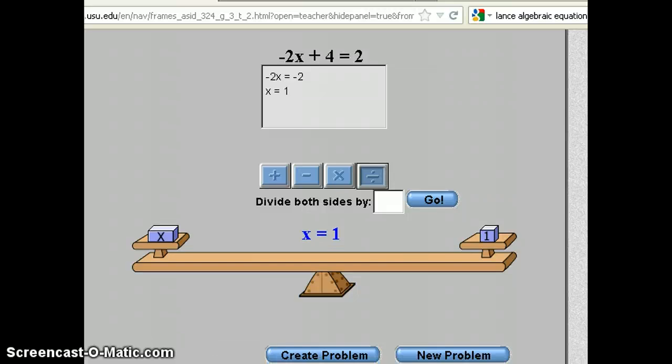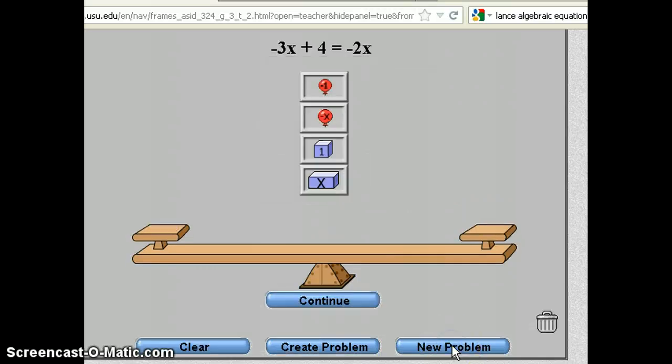There we go. We're going to hit new problem until we get one that looks right. There. Remember, we can't, oh, I'm sorry. Not there. We can't have x's on both sides. We only need one set of x's. So, let's see, right there.